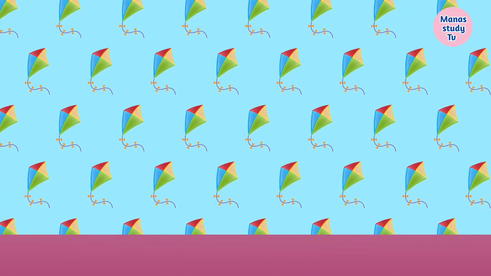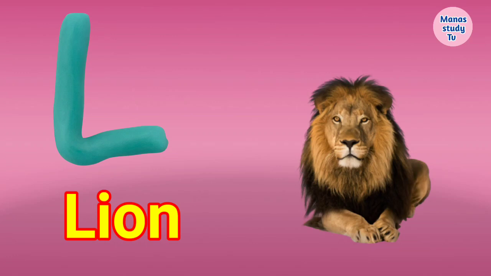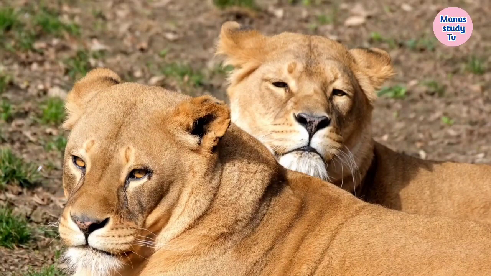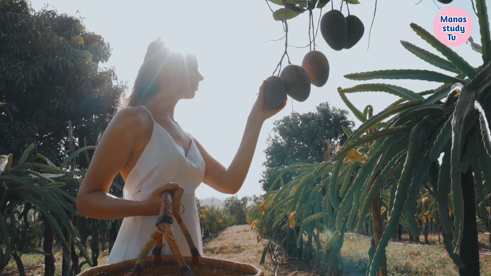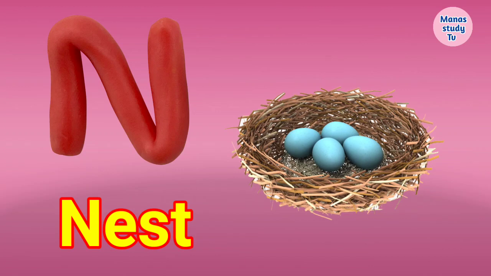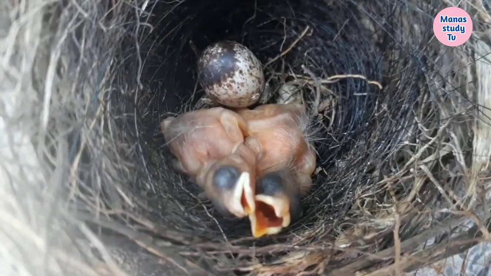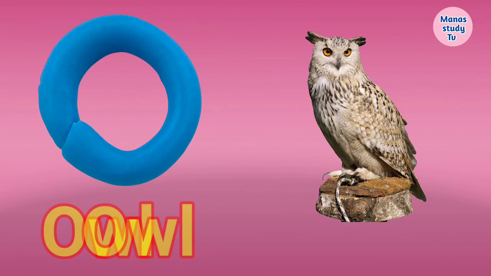L. L for lion. Lion means sheep. M. M for mango. Mango means aam. N. N for nest. Nest means ghosla. O. O for owl. Owl means ullu.